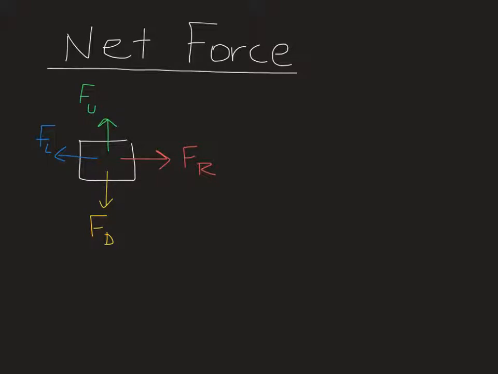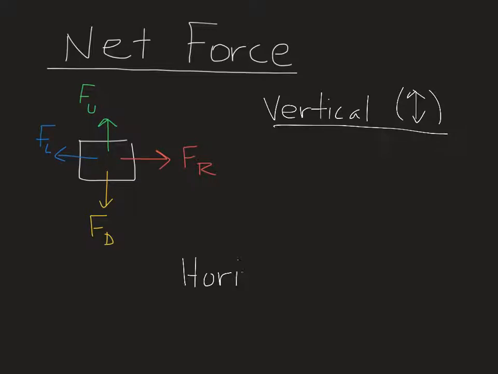So the way we find that out is we're going to write two equations. One equation in the vertical direction, that is up and down, and one equation in the horizontal direction. I'll abbreviate it here, horizontal, and that is left and right. And when we look at our fact sheet, we know that all we need to do to find the net force is write this equation.